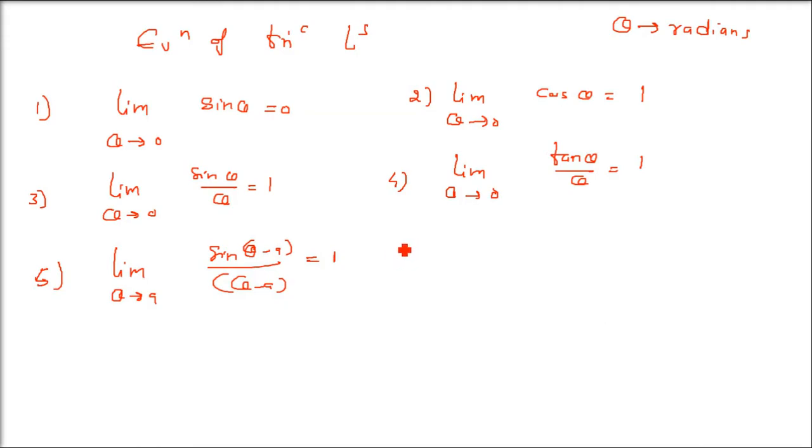What about another one? That is tan of theta minus a by theta minus a, limit theta tends to a. So what do we get here? We get 1. Again 1. So we'll use it directly.